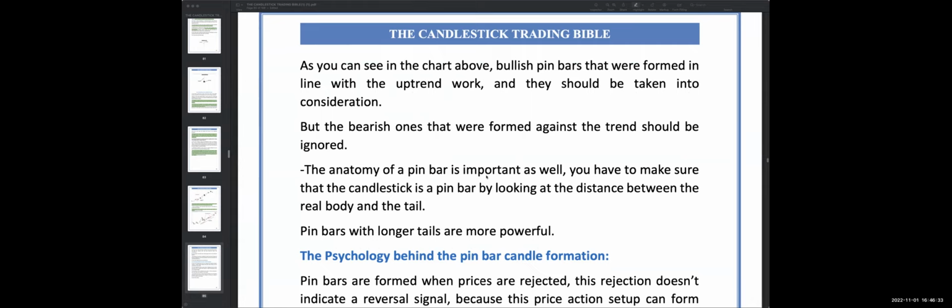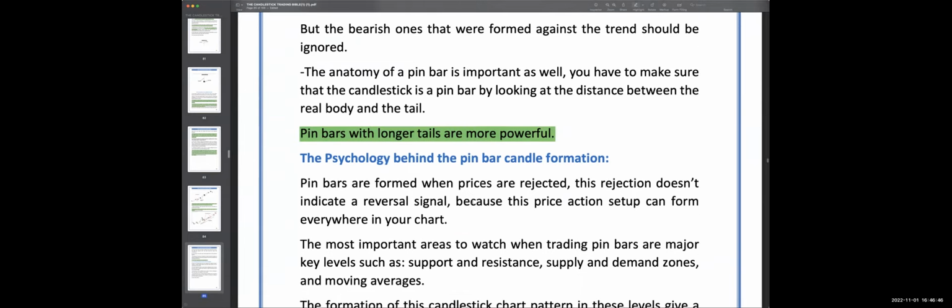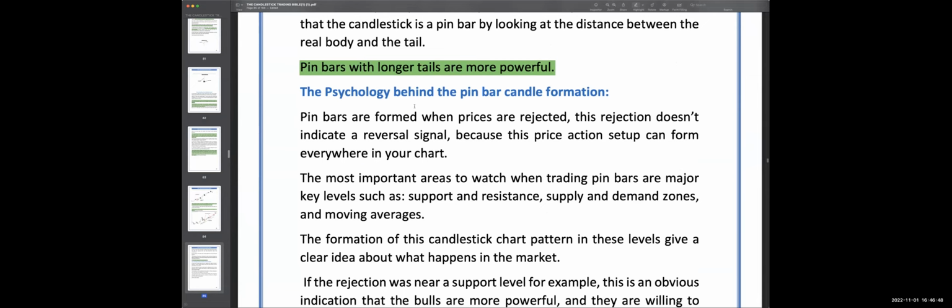The anatomy of pin bars is important as well. You have to make sure that the candlestick is a pin bar by looking at the distance between the real body and the tail. Pin bars with longer tails are more powerful, right? The psychology behind the pin bar candle formation.